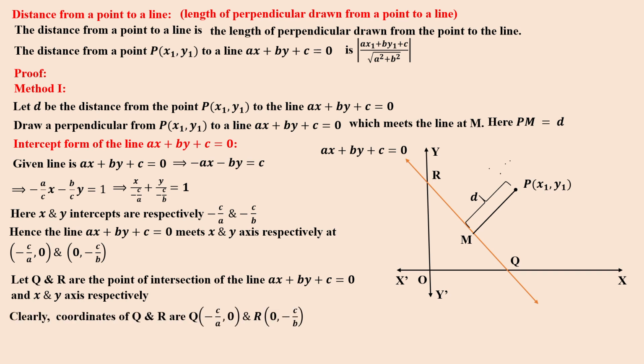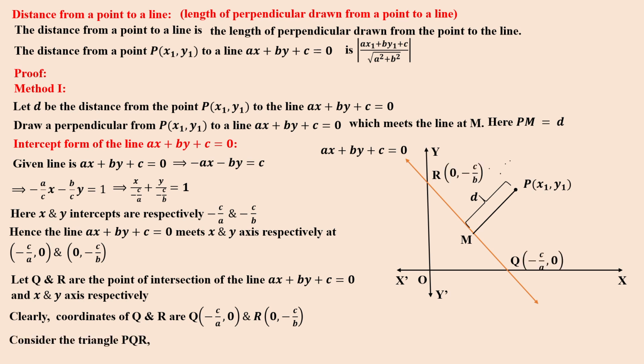Now the coordinates of Q and R. OQ is the x distance of Q, that is the x-intercept of the line ax + by + c = 0. So OQ is the x-intercept, that is minus c by a. Q is on the x-axis, so the y coordinate is 0. So the coordinate of Q is (minus c by a, 0). Similarly, take R. OR is the y-intercept of the line ax + by + c = 0. That length is minus c by b. OR is nothing but the y distance of the point R. R lies on the y-axis, so the x coordinate is 0. The coordinate of R is (0, minus c by b).